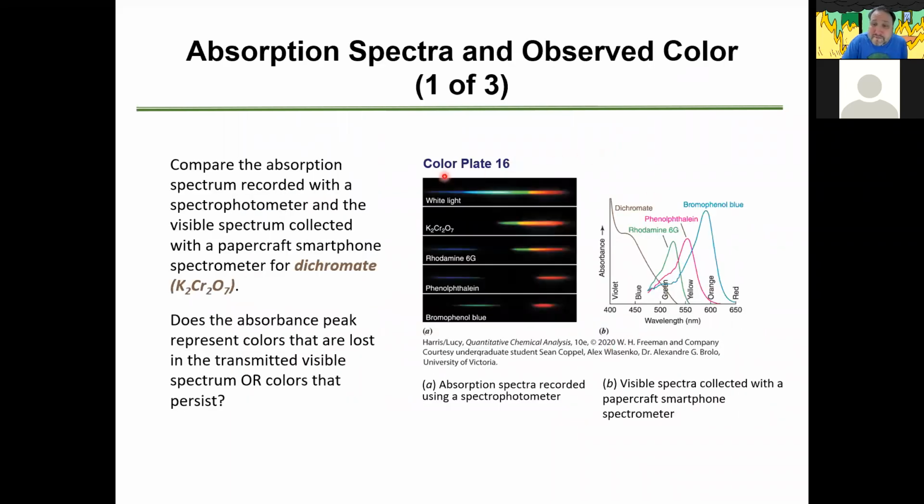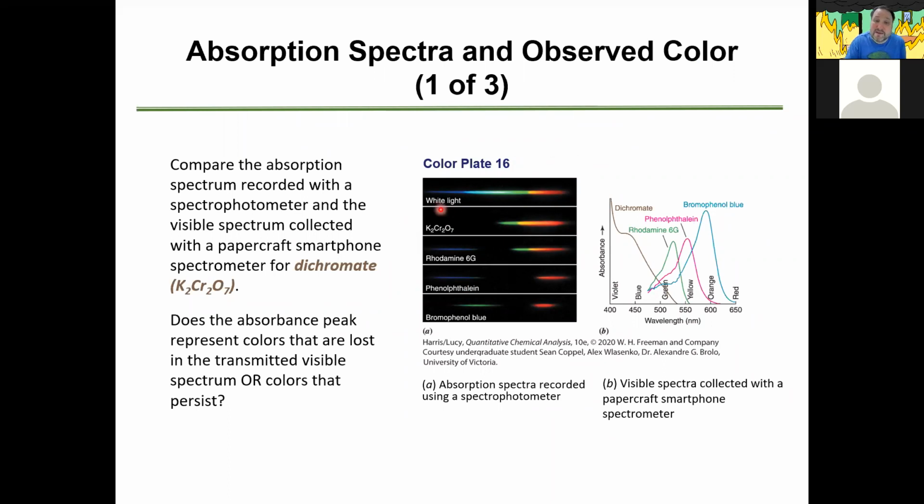When you do that, if you've got white light through there, you're going to see the full rainbow. If you put in potassium chromate or dichromate, you're going to absorb some blue light and you'll let some green and yellow and red through. Your rhodamine 6G is going to let some blue and some red, but leave off some of these greens and light blues. Your phenolphthalein, which is pink, is going to let through a lot of red and some blue. And your bromophenol blue is going to let through some green and red.